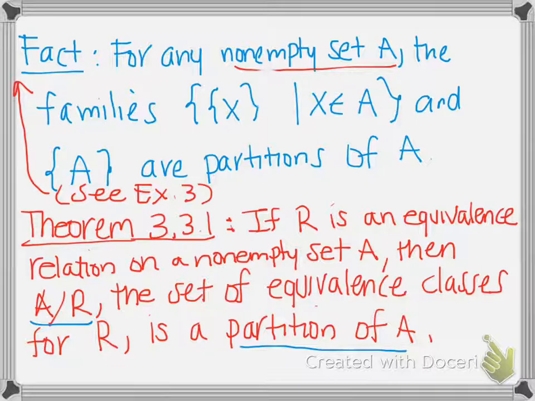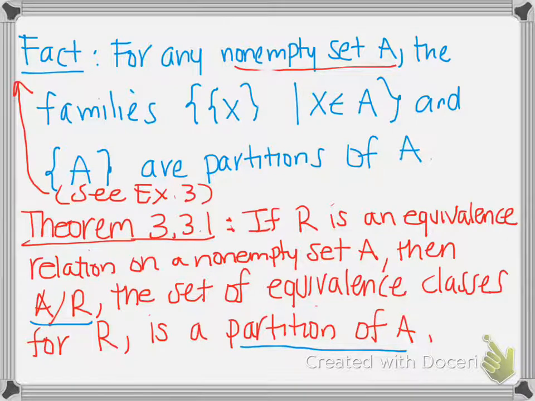So keep this in mind for your homework: if you have an equivalence class, say 0 mod R, and it equals one element, and then you have 2 mod R, and that equals the same element as in 0 mod R, then those two equivalence classes must be equal, because equivalence classes are either equal or disjoint. So this theorem is stating that if R is an equivalence relation on a non-empty set A, then A mod R, the set of equivalence classes, is a partition of A.